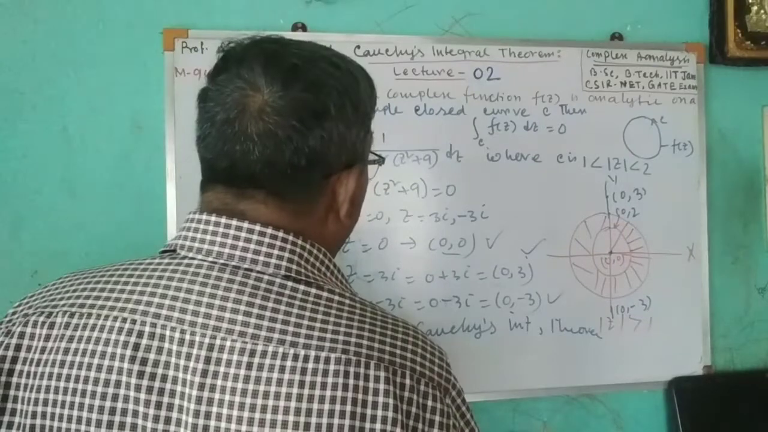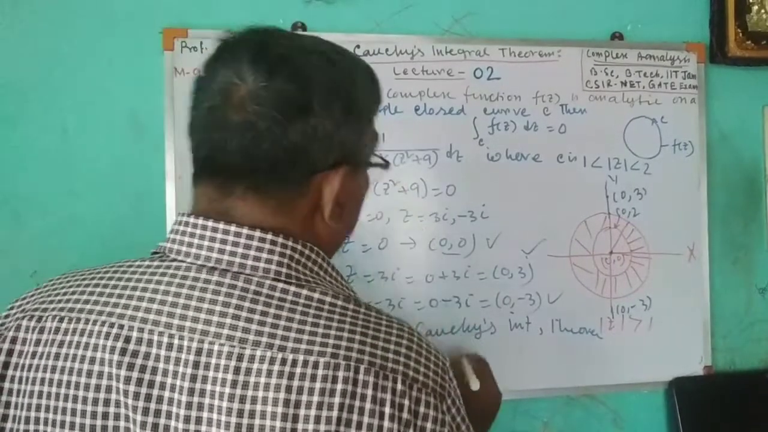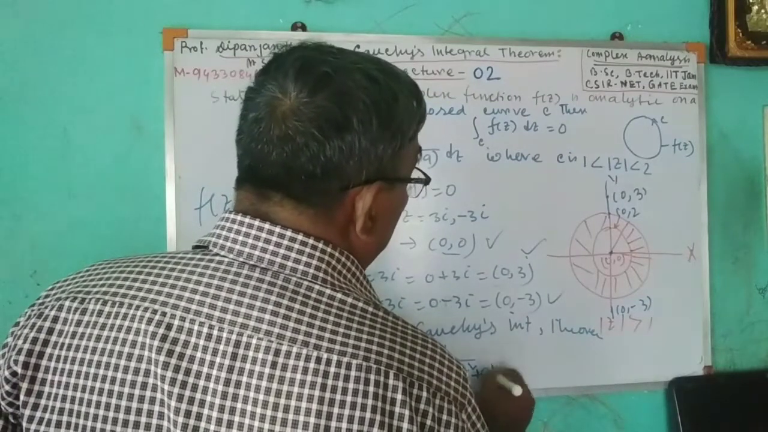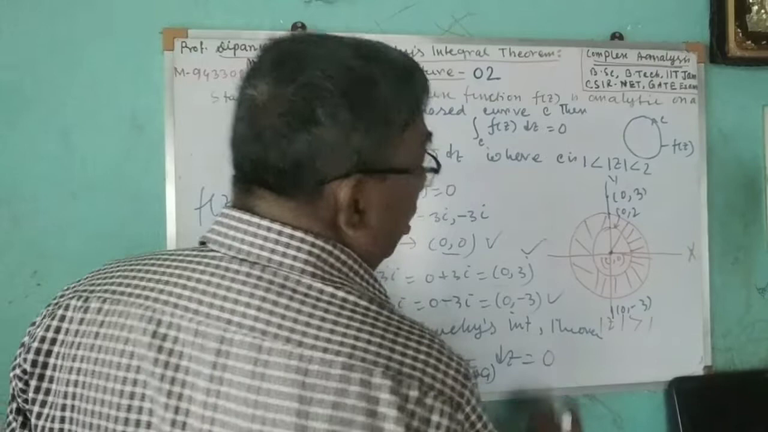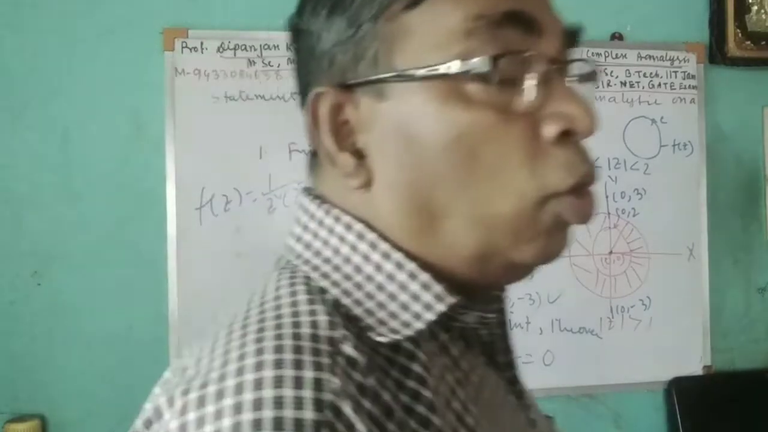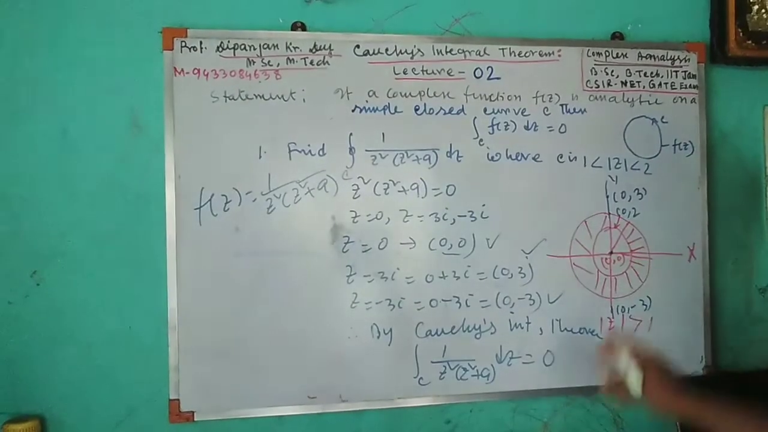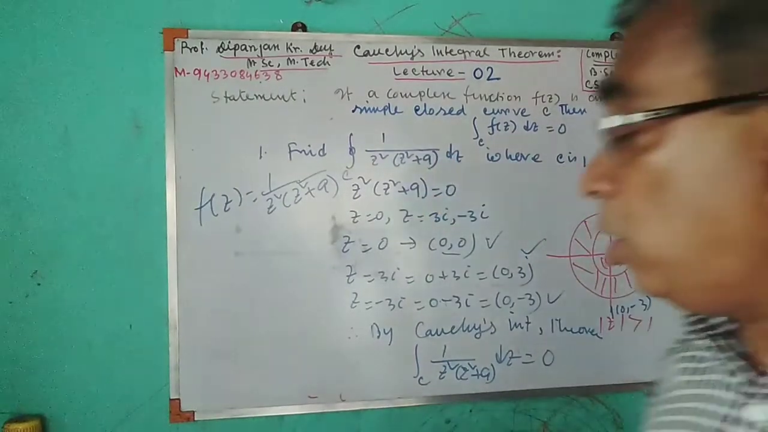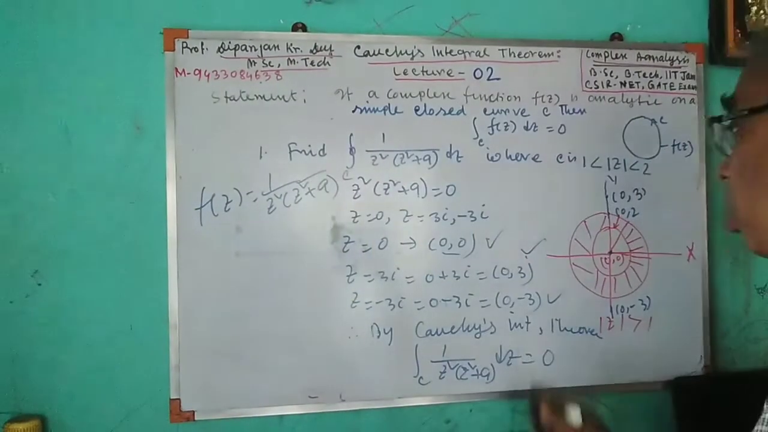the integration over C of 1 by z square into z square plus 9 dz equals, directly you have to write, 0, because these points do not lie in the shaded region. So this is by Cauchy's integral theorem. That means the value of this integration is 0. This is the solution of example 1.